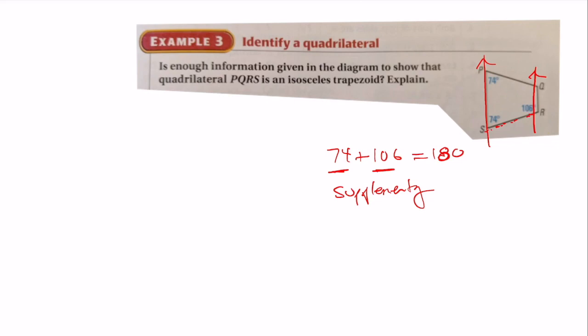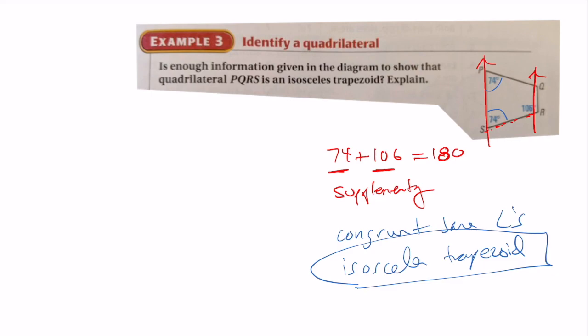But now, do I have an isosceles trapezoid? Well, we know that if it's an isosceles trapezoid, it has a pair of base angles that are congruent. And sure enough, I can see right here that 74 and 74, I have a pair of congruent base angles. So yes, it's an isosceles trapezoid. So congruent base angles. So yes, we have an isosceles trapezoid.